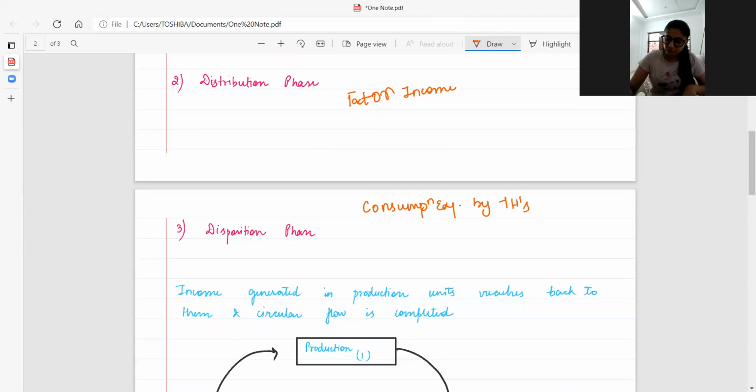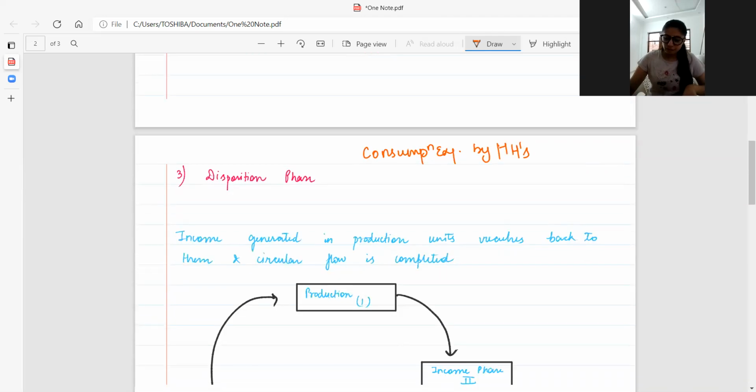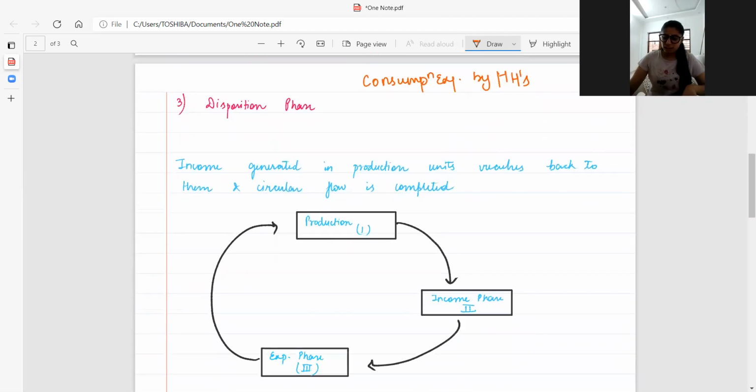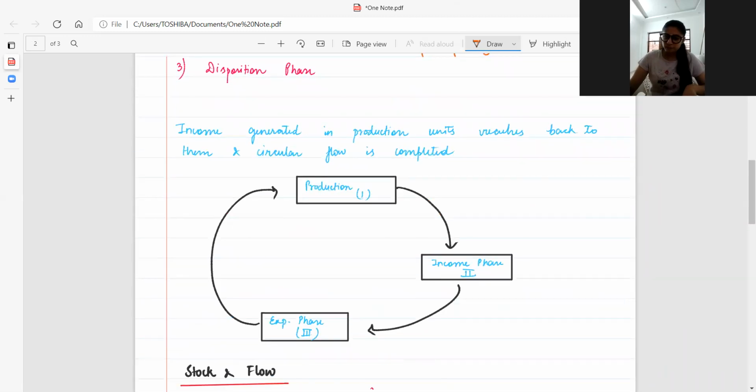Consumption expenditure by households is taken in this disposition. So now are you realizing that income generated in production units reaches back to them in the circle, and the circular flow is completed. See this circle. This is important. This is the production phase wherein income is generated by firms. Then this income is distributed to factors of production.